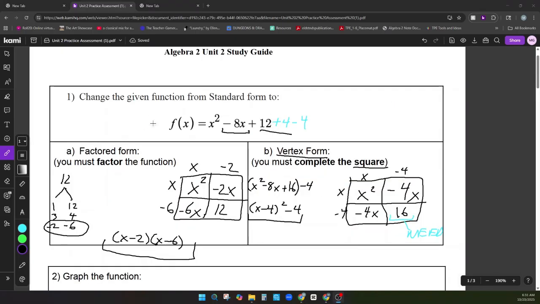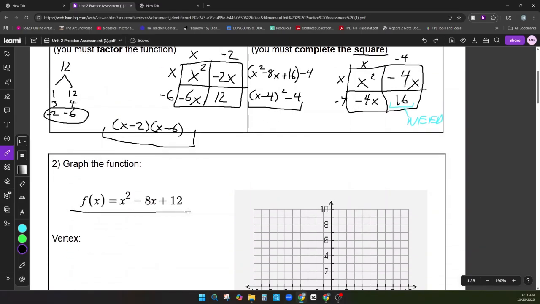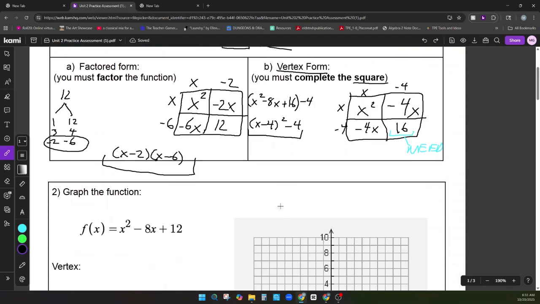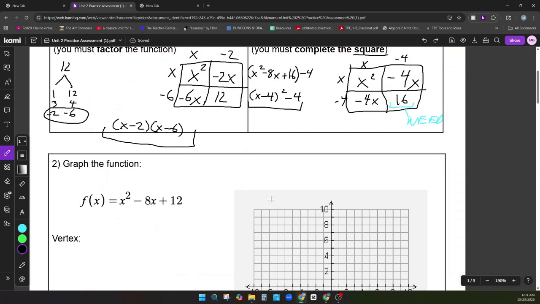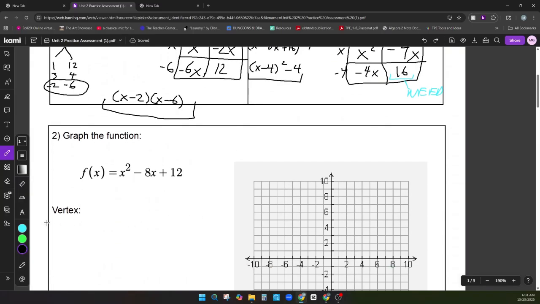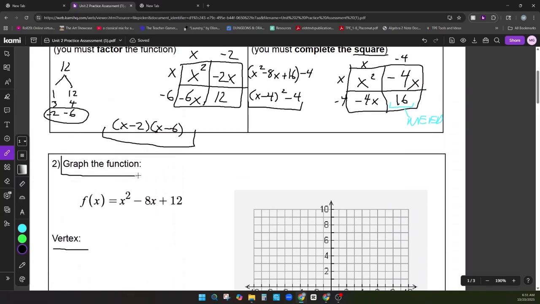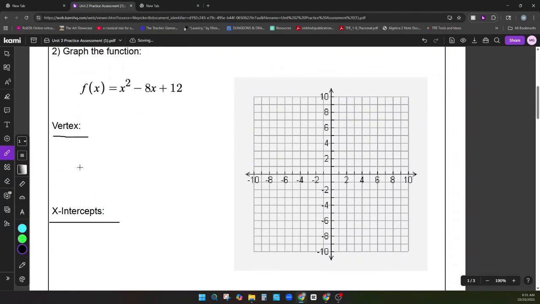So number 1 and number 2 are linked. I have my equation here, x squared minus 8x plus 12. And here I have x squared minus 8x plus 12. So number 1 is actually going to help me fill in the information for number 2. I need my vertex and x-intercepts for number 2 because it's asking me to graph the function. And I need my 3 key points in order to graph.